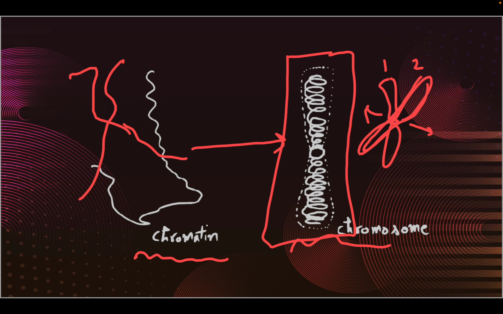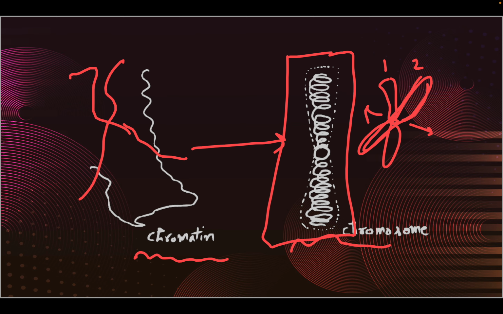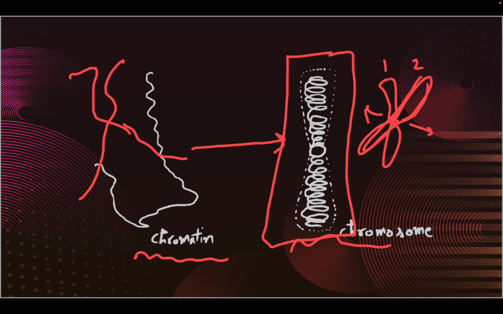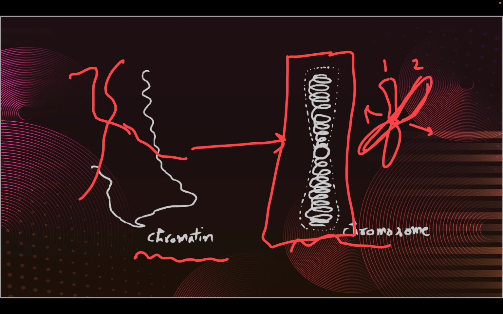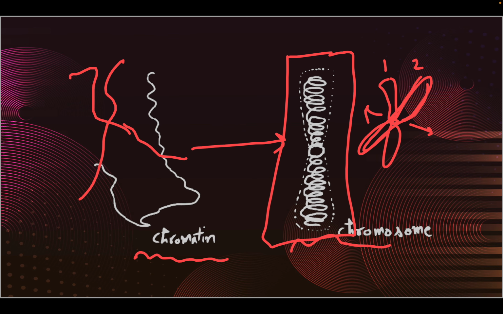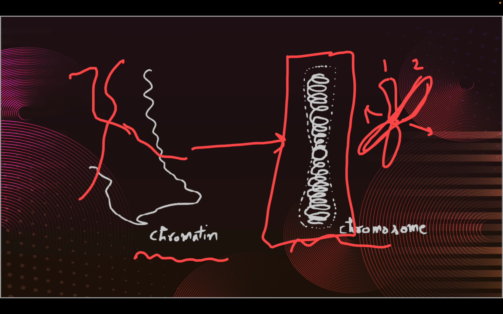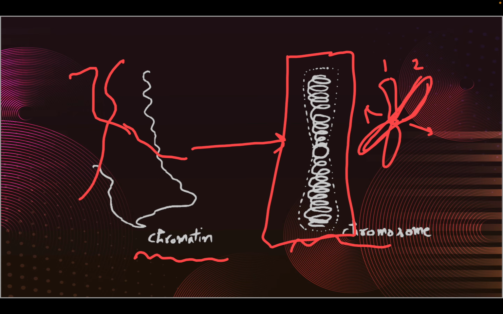So that's why the chromosome version of your genetic material is required at the time of segregation of your genetic material. After they are separated, they will again get back to their chromatin form in the life cycle of a cell.